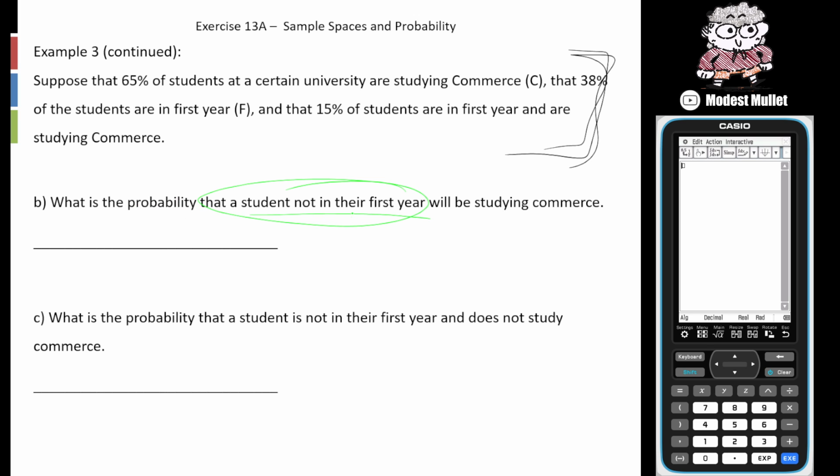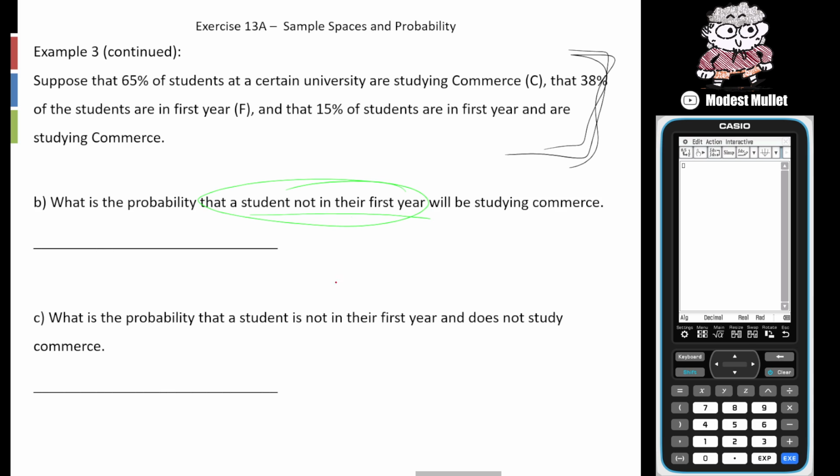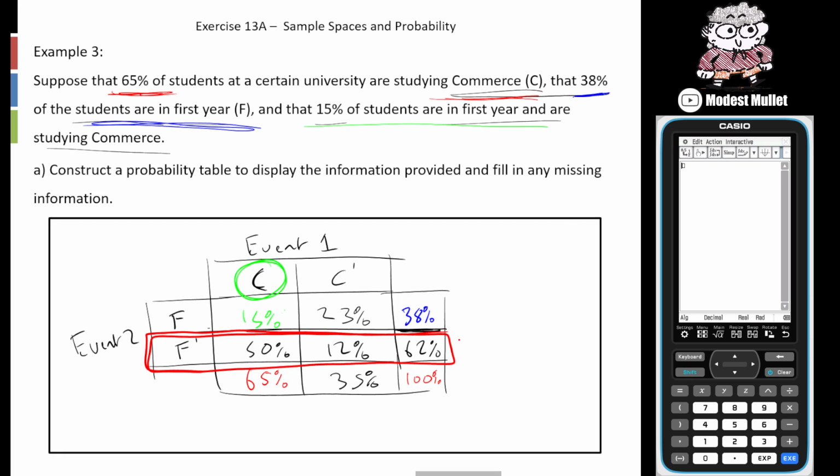What is the probability that a student not in their first year will be studying commerce? So in this problem we've restricted our population because we're told that they're not in their first year. So we're restricted to this. So we've restricted the population and we're down to this. We can see that, yeah, it's 50% of the whole student body, but it's 50 out of 62 if we consider just not first years.